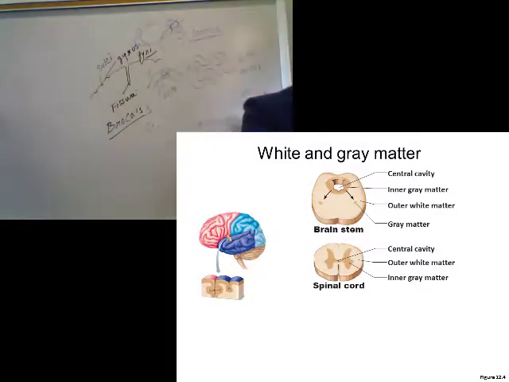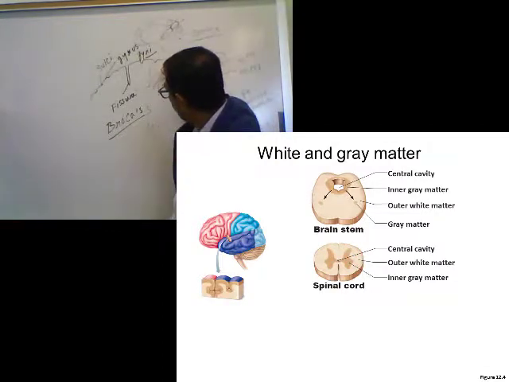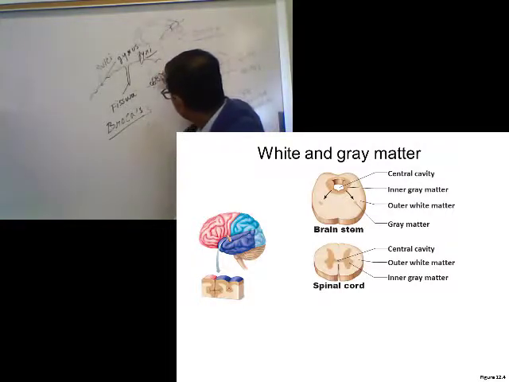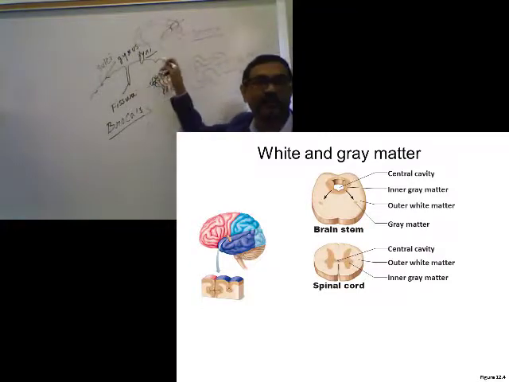Now you also must remember, I showed you why this area is gray. Because of the presence of what? Why is this area gray? Why is this area white? Myelinated axon, right? Myelin sheath is white. So this area is white, right? And this area is gray because inside the cell body you have the Nissl granules, right? Remember in last class I showed you.